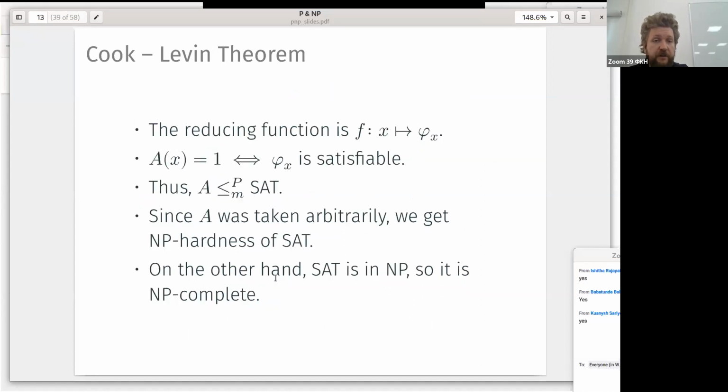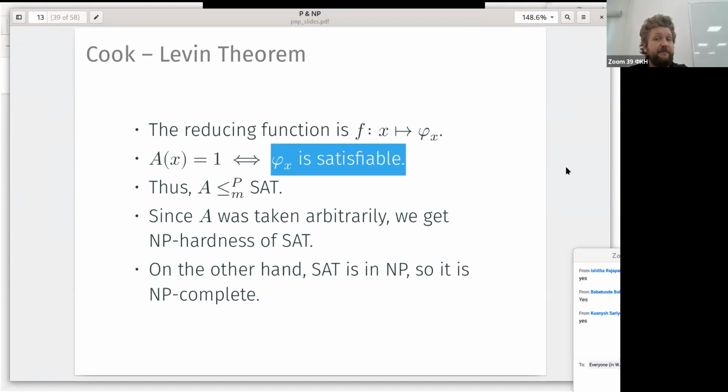This is all a Boolean formula. And now the reduction. The reducing function takes x and just yields phi of x. It's polynomially computable. And now we say that the result of the run of the Turing machine is 1 if and only if this formula is satisfiable.